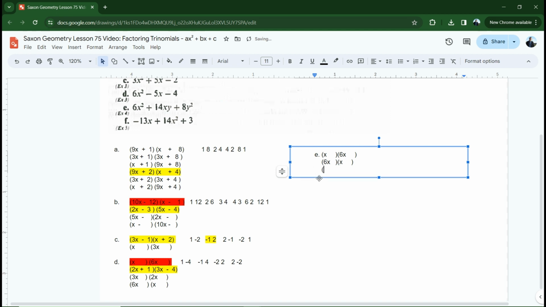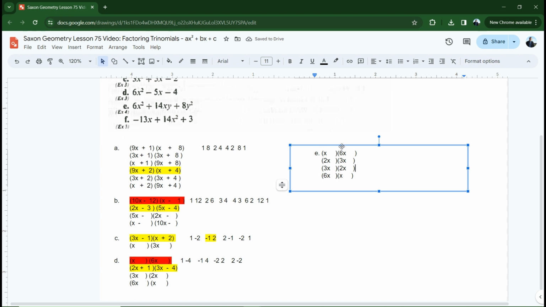I could do 2. Oh, hold on. I should do it in the same order that I did down here. So I should just count up. So the next one after x is 2x and 3x. Okay, and then 3x and 2x. All I'm doing is listing the different factors for the first term that multiply to 6x squared. You'll notice if you multiply any of these together, you multiply to 6x squared.